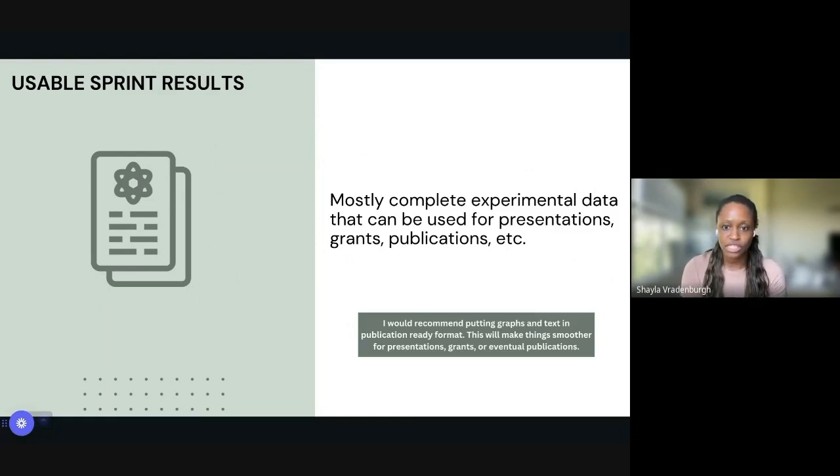So the usable sprint results are essentially the mostly complete experimental data that can be used for things like publications, grants, and presentations.